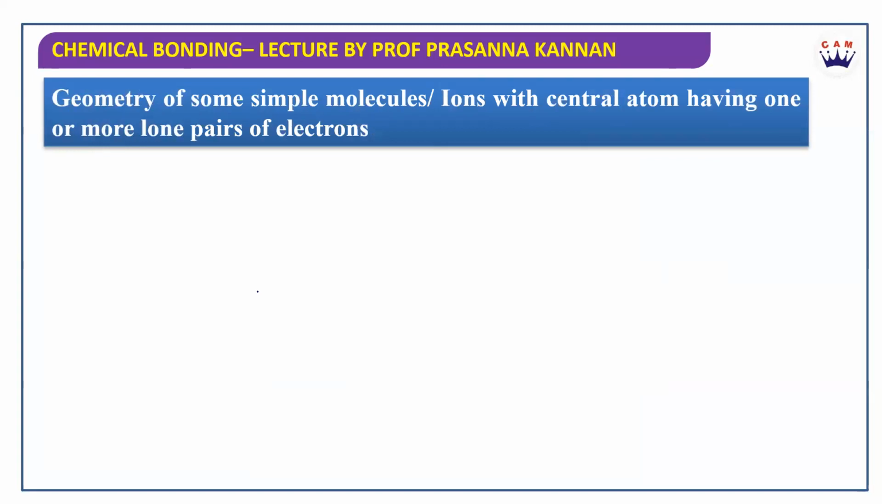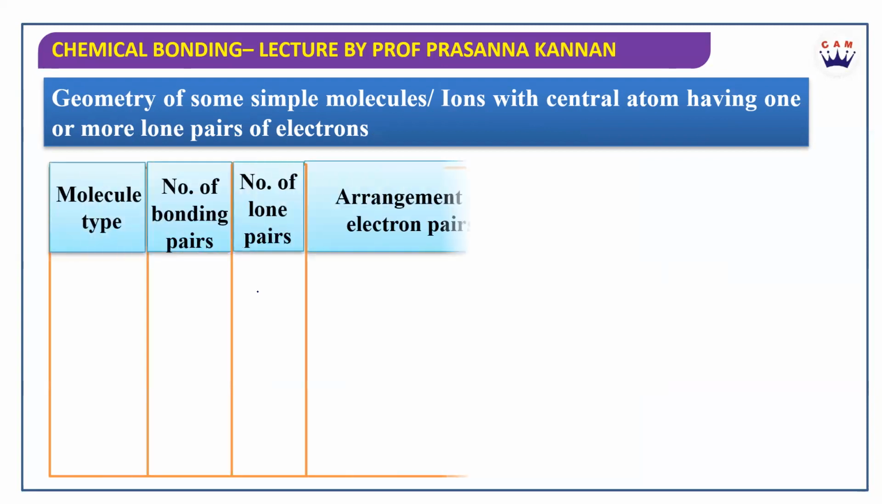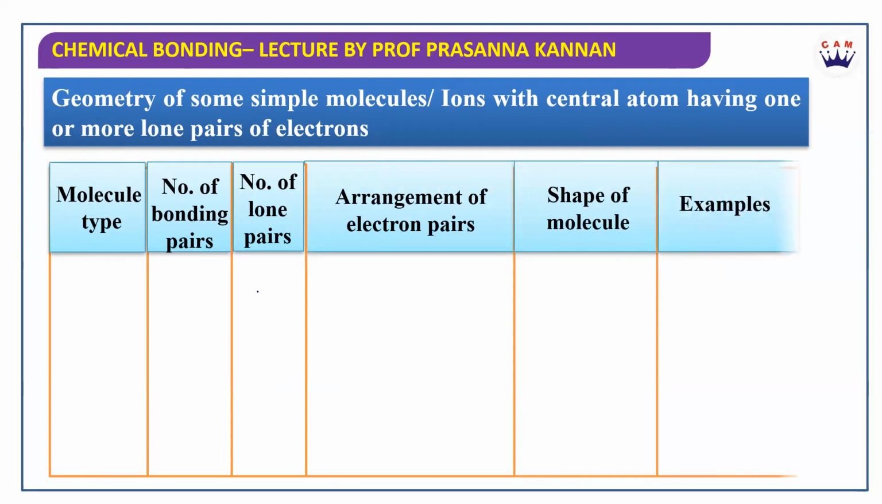Geometry of some simple molecules or ions with central atom having one or more lone pairs of electrons. All right, first, of the type AB2L. AB2L means what? How many bond pairs are there? 2 bond pairs, AB2. And 1 L is there, so that means 1 lone pair. Correct? Any example can you think of?